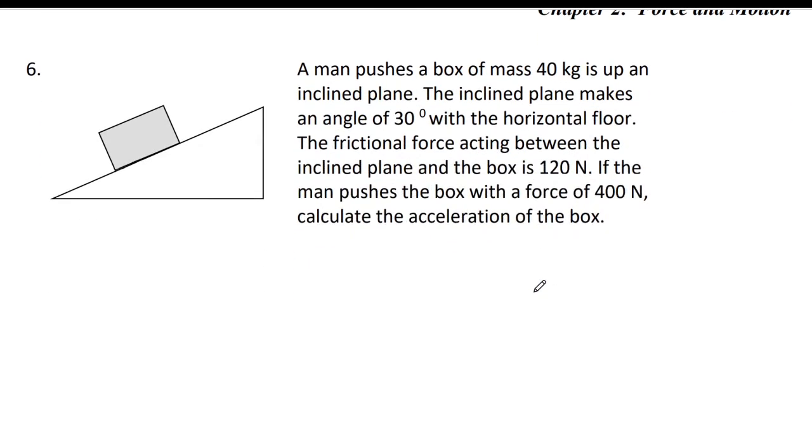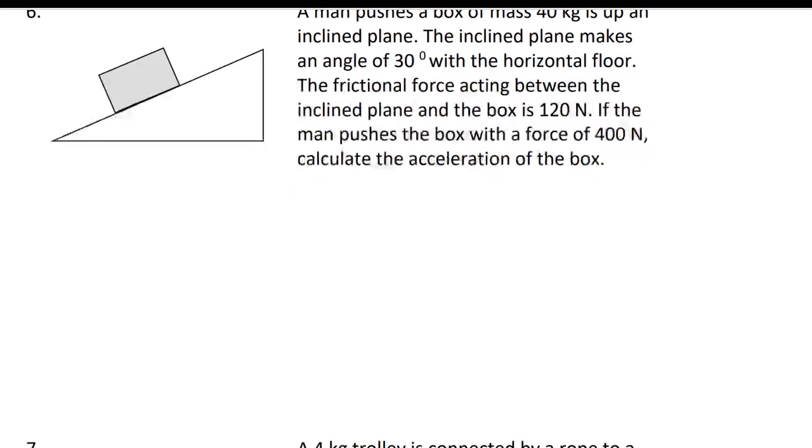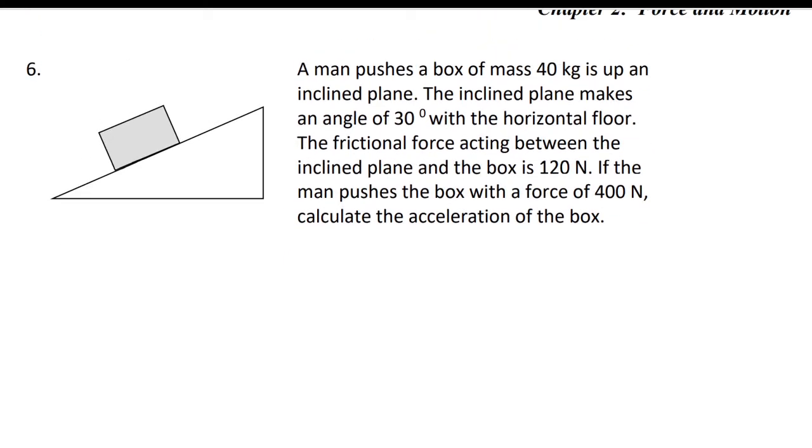Now, let us move to the next question. A man pushes a box of mass 40 kilogram up an inclined plane. The inclined plane makes an angle of 30 degree with the horizontal floor. The frictional force acting between the inclined plane and the box is 120 Newton.